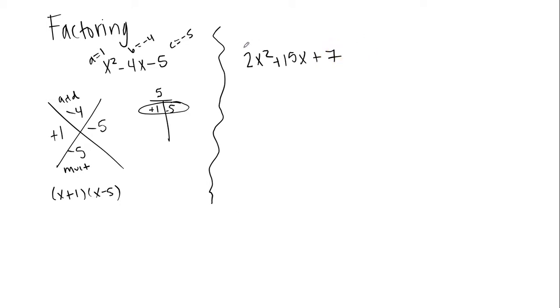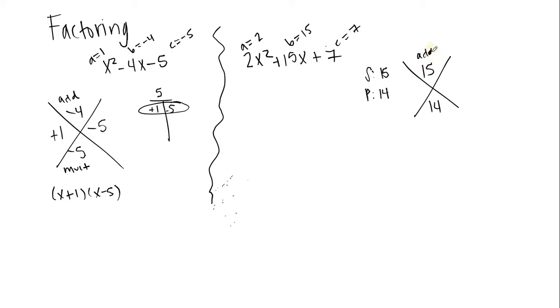All right. So I know I can't use my regular method, the X method, because my A value is not 1. So I know I have to use the AC splitting method. So my sum is my B. My product is my A times my C. And I'm trying to figure out two numbers that would add to get me 15, but multiply to get me 14. Hence the word sum would be the adding part, product would be the multiplying part.